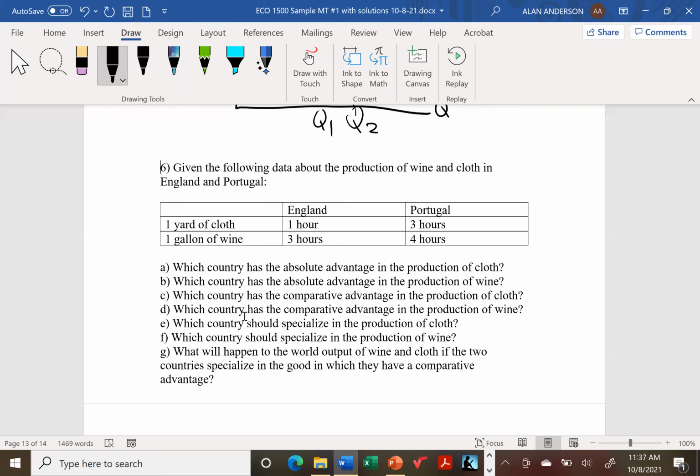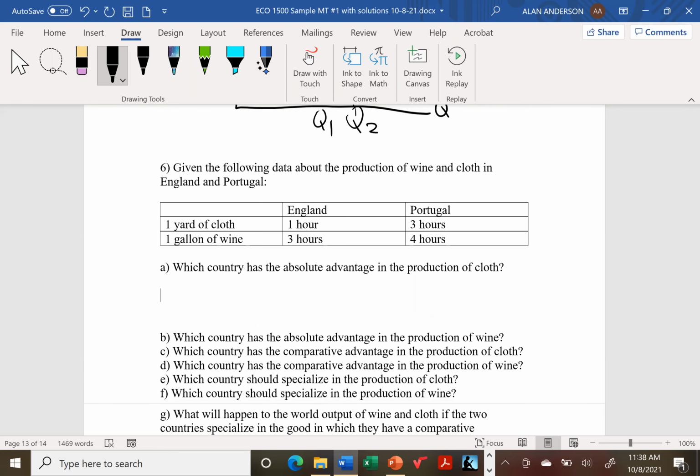And if you recall, this is the early 1800s. So England is the top manufacturer in the world. Portugal is really primarily an agricultural economy, and they grow amazing wine. Okay. But based on these numbers, who has the absolute advantage in the production of cloth? So that comes down to who can make cloth with the fewest hours of labor.